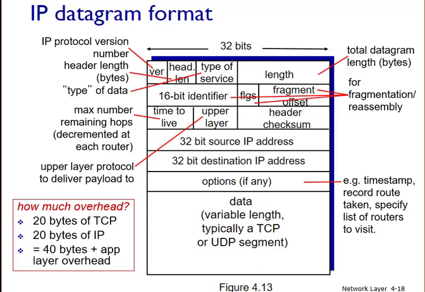Data, that's the payload of the datagram. Finally, we come to the last and most important field. In most circumstances, the data field of the IP datagram contains the transport segment, either TCP or UDP, to be delivered to the destination. However, the data field can carry other types of data, such as an ICMP message.